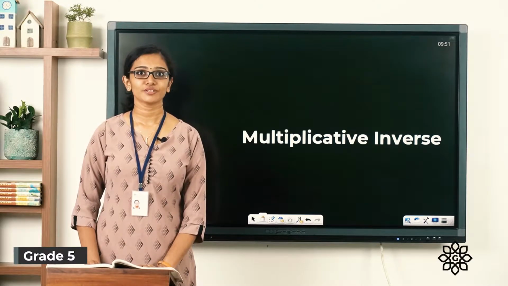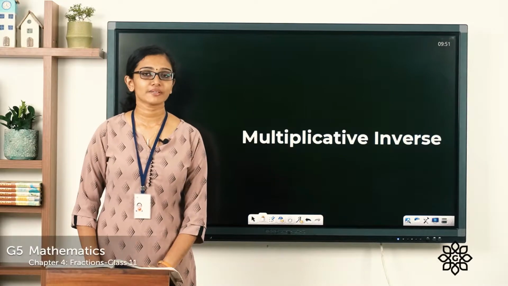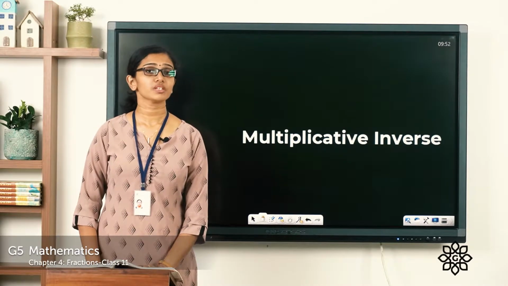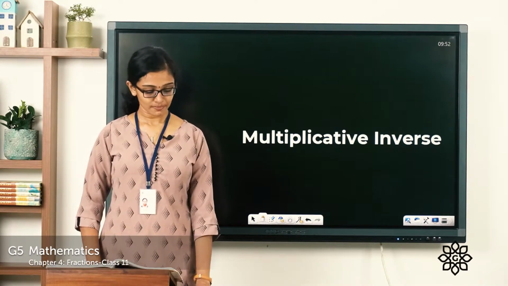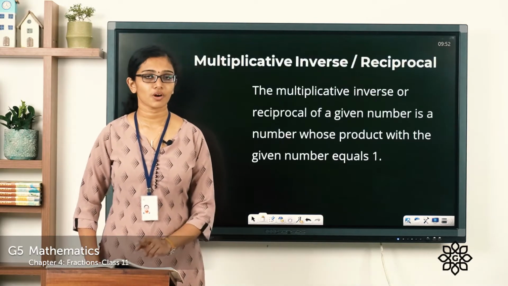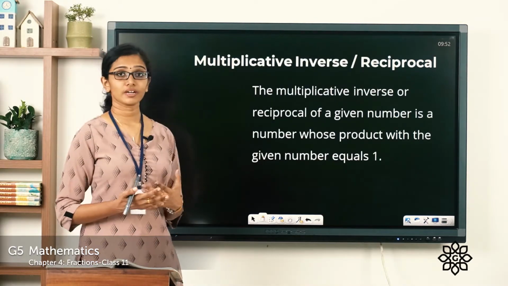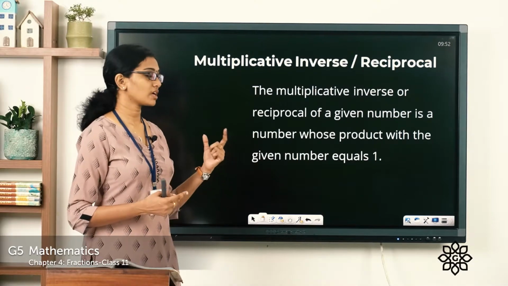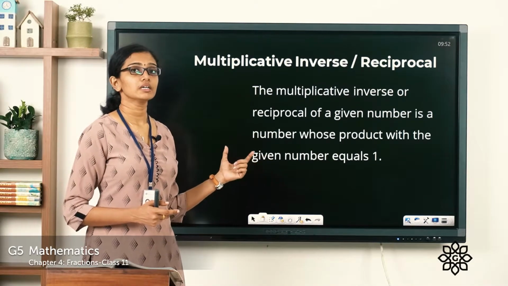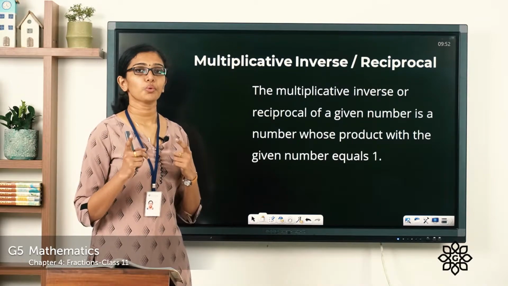So let's learn a new topic today. It's called multiplicative inverse. So what is multiplicative inverse? Multiplicative inverse or reciprocal of a given number is defined as that number which when multiplied with a given number gives a product that is equal to 1.